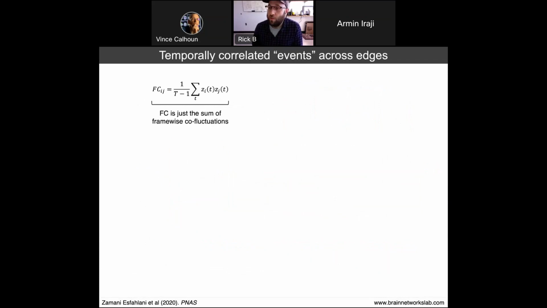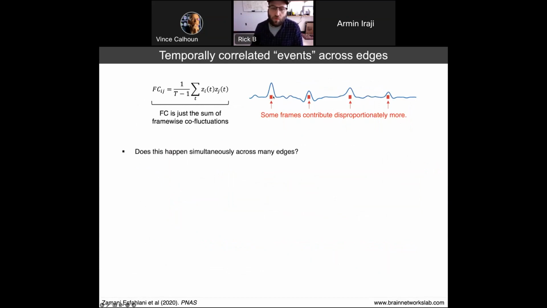So we started doing this. We started applying this approach to some data. And what we noticed is that when we looked at these edge time series, it looked like it kind of had bursty behavior, where we saw some really high amplitude frames punctuated by long periods of quiescence. And we started asking ourselves then, well, do these high amplitude frames tend to occur simultaneously across edges, or are they occurring independently?